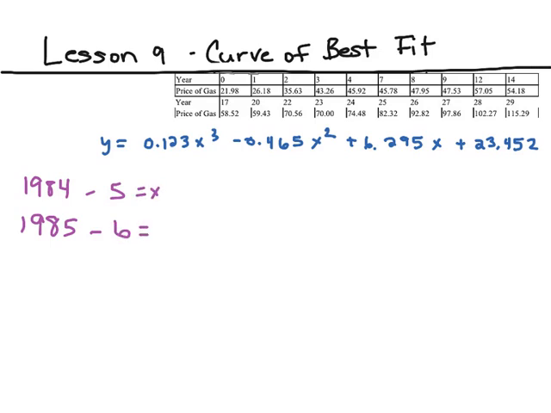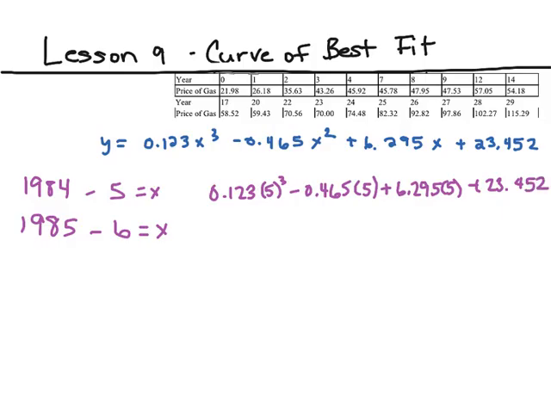So we have 0.123 times 5 cubed minus 0.465 times 5 plus 6.295 times 5 plus 23.452, and when you type that whole thing into your calculator, you get 44.9. So that would be the price of gas roughly in 1984.